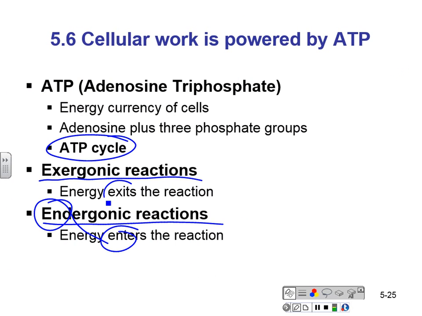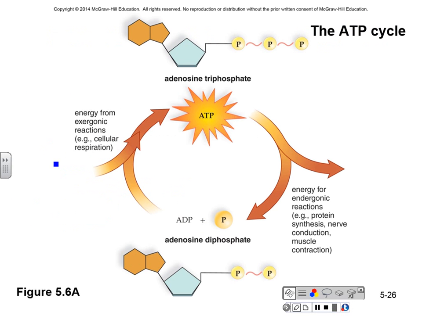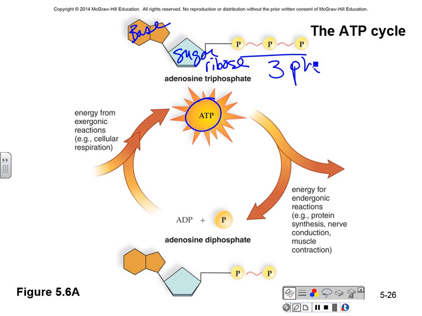Okay, so this is ATP. Remember, this is the base, adenine. This is the sugar, ribose. And these are the 3 phosphates. And what's stored in these bonds is energy that we stole from glucose, right?